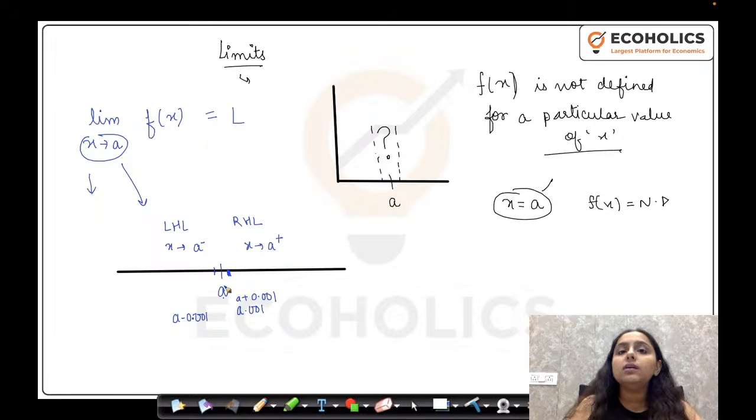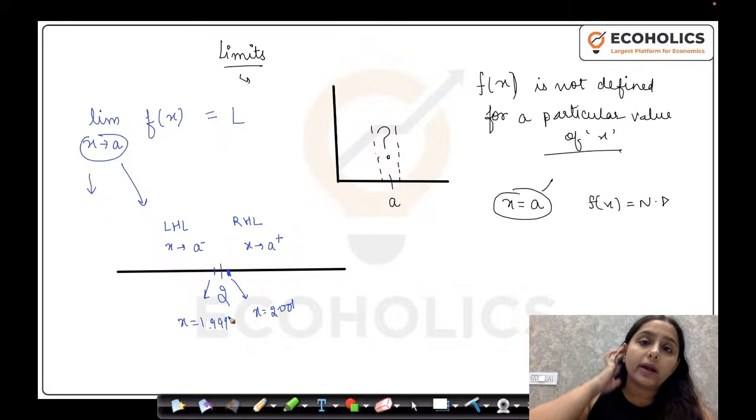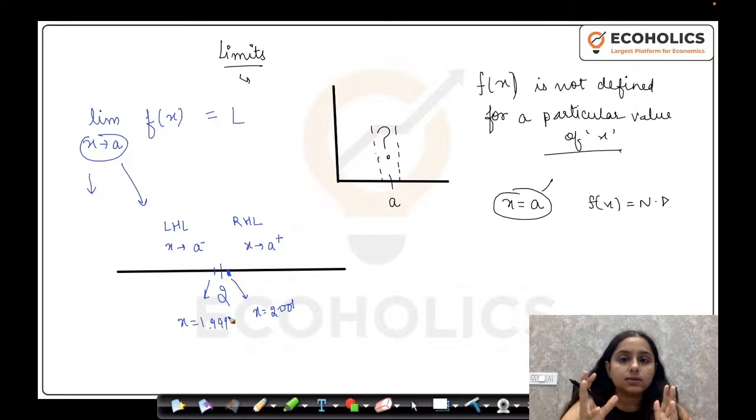It is not that if I'm saying a is equal to, let's say, 2, then on this side x can be 1.999. On this side x can be 2.001. It will not be 3 on this side and 1 on the other side. No, it is not that far. The difference is very minor, very close to 0. When I say x approaches a, x is not equal to a, but there is a very minor difference, very close to 0 as well. That's how we interpret the limits.